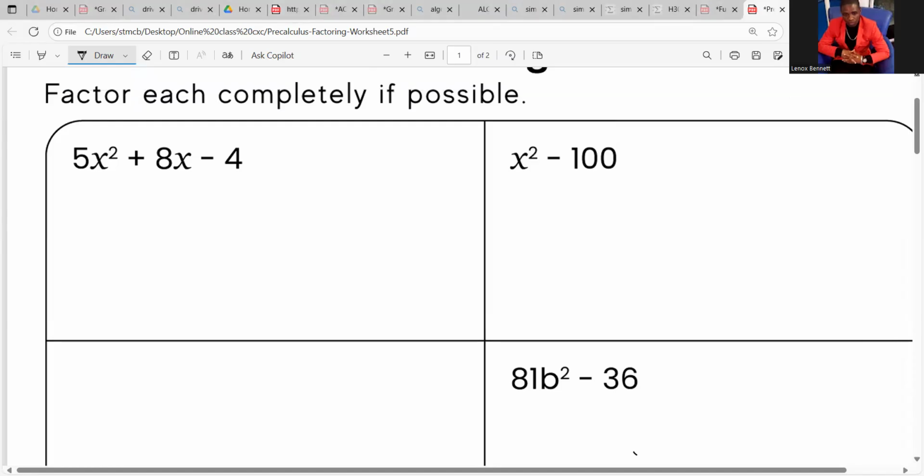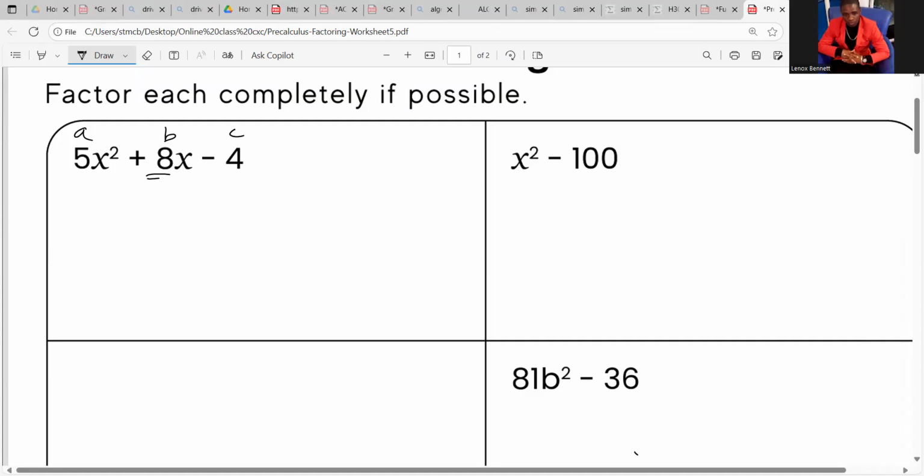Today we're going to be looking at some factorization. All right, let's go. The first one says 5x² plus 8x minus 4. Now this one we're going to use the factor method. So we're going to find two numbers. When we multiply them, we get AC, and when we add them, we get B.